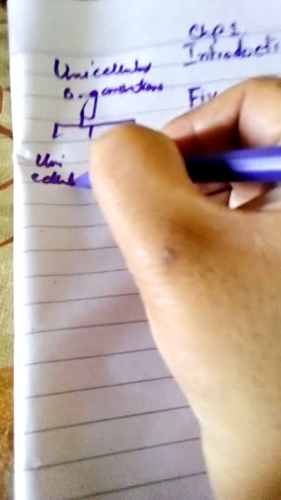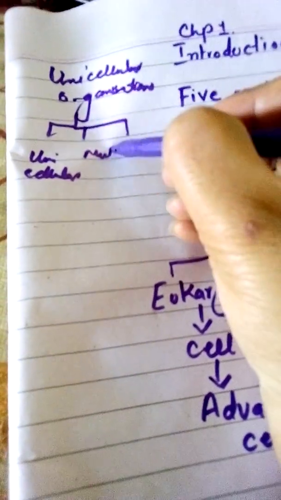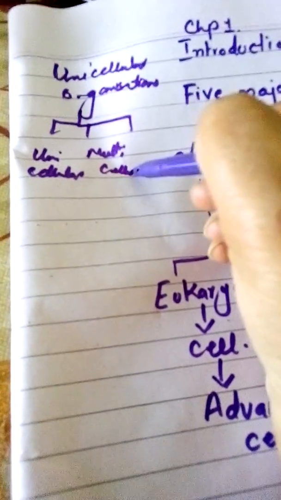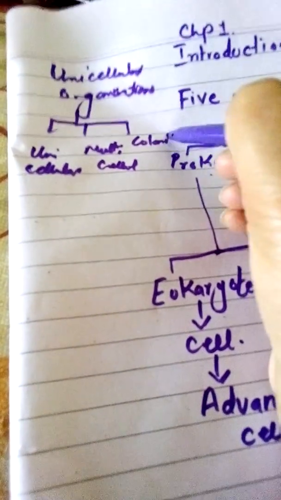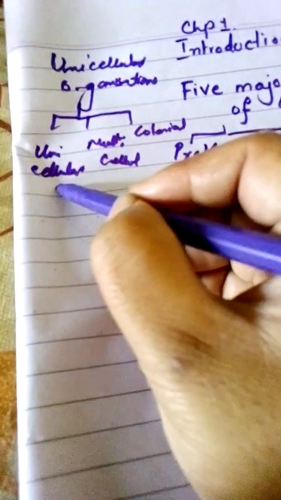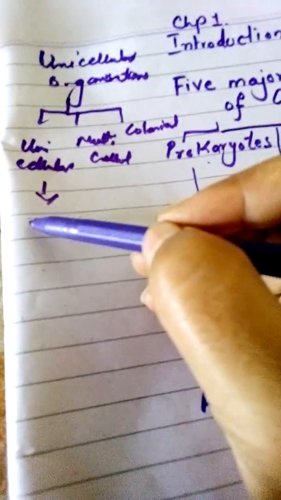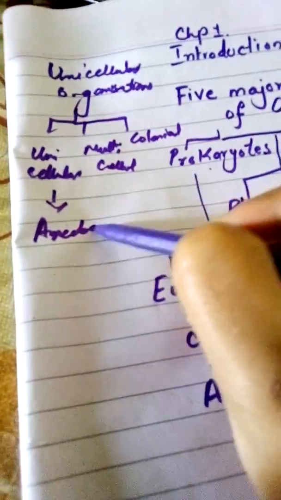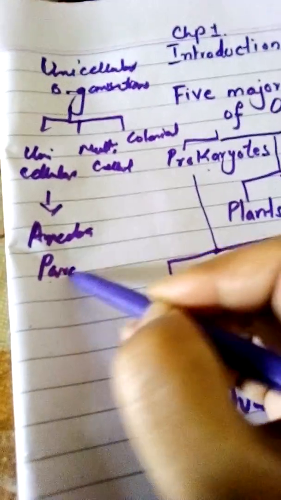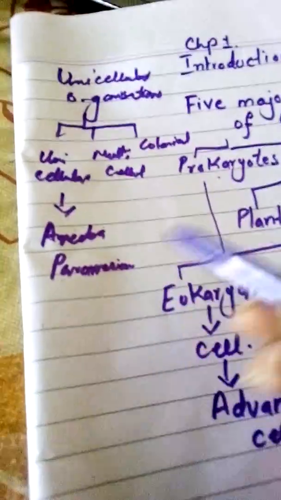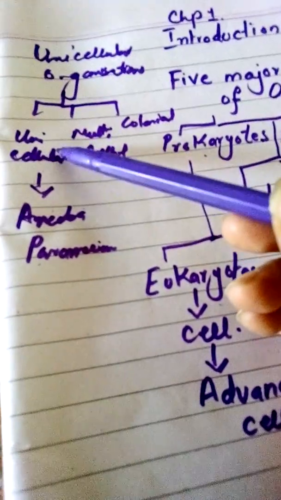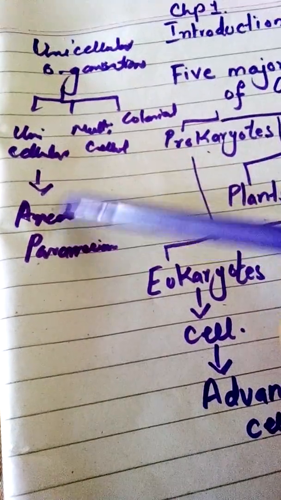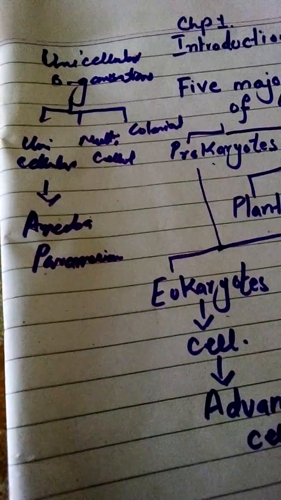Three types: unicellular, multicellular, and colonial. Unicellular like amoeba and paramecium. These are the unicellular organisms which conduct their life through a single cell.